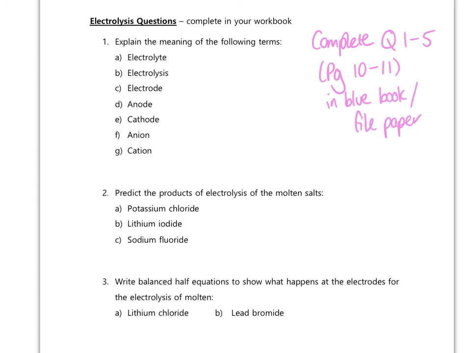So first question is very straightforward, just your definitions, and make sure those are your key definitions from the first couple of pages of your booklet. Number 2 is just predicting products like we have in the last part of this video. Question 3, write balanced half equations to show what happens at the electrodes. I want you to write one for the anode and the cathode for each. So for lithium chloride, you will have a half equation for the anode and a half equation for the cathode. Again, with lead bromide, you will have a half equation for the anode and a half equation for the cathode. So essentially, you will have 4 half equations overall for question 3.